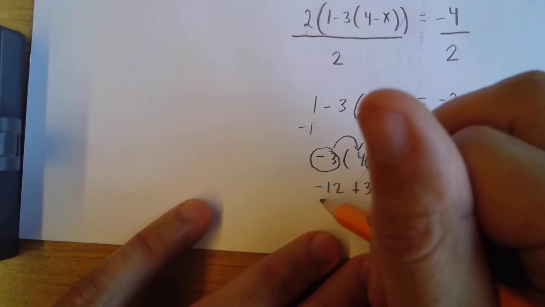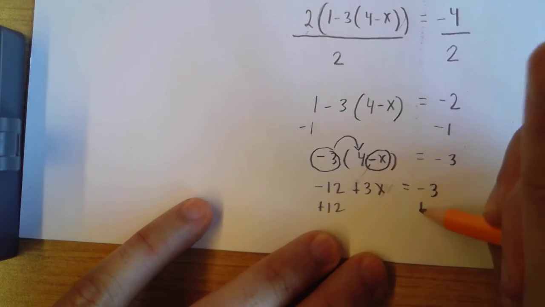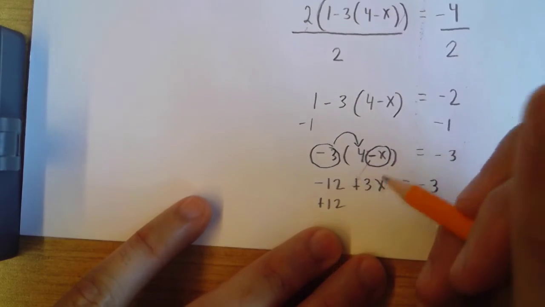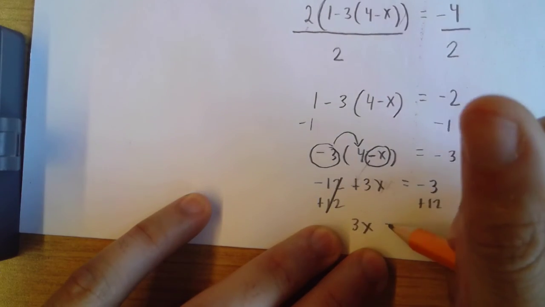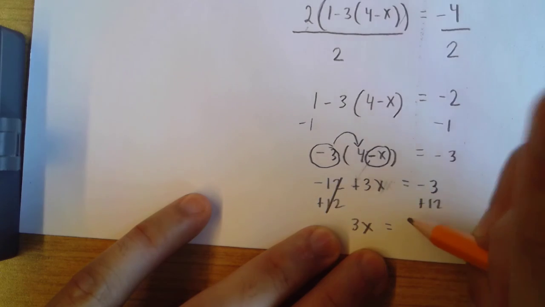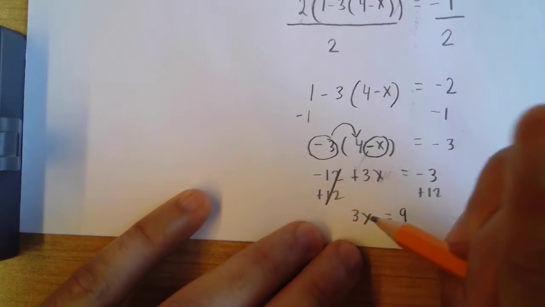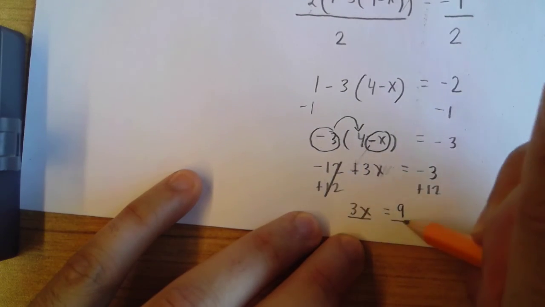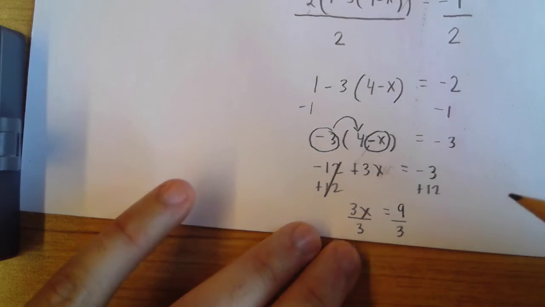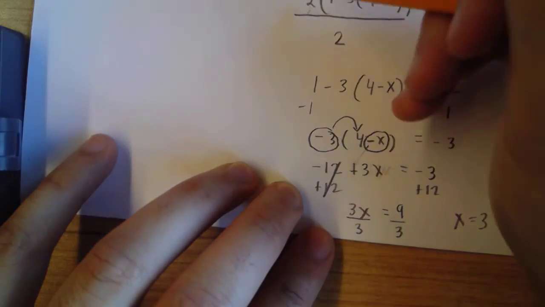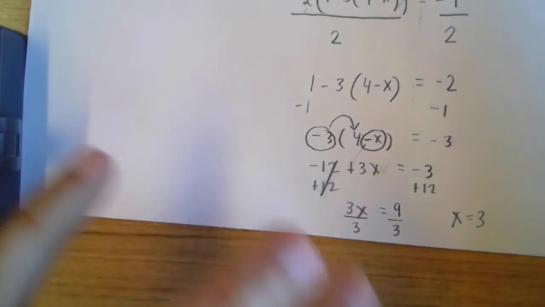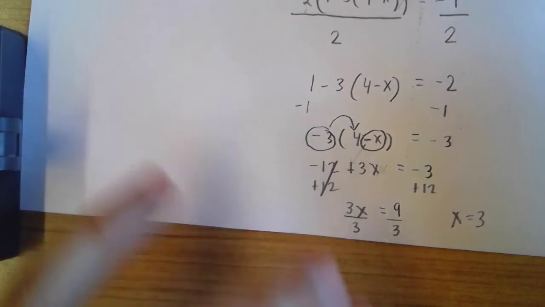I can follow that up by adding 12 to both sides to try and isolate this x. I'm left with 3x on this side, because the 12s will cancel out, is equal to negative 3 plus 12, which is 9. Once I get x by itself by dividing by 3 on both sides, by doing the inverse, I'm left with x is equal to 3, yet another way. Here we are getting rid of the coefficients first, which is completely different than what we did in the last problem. I hope that helped.